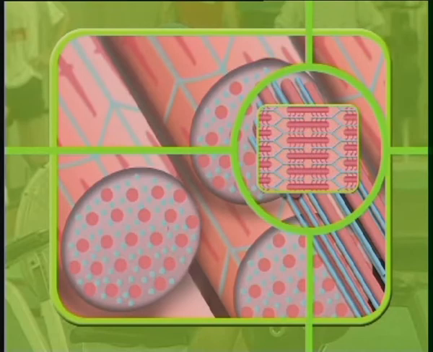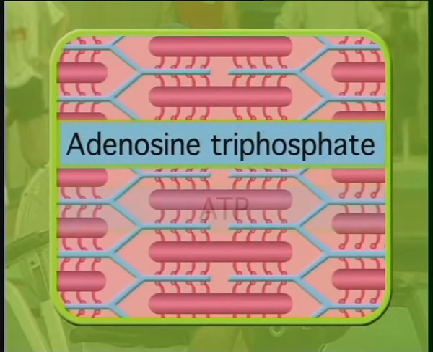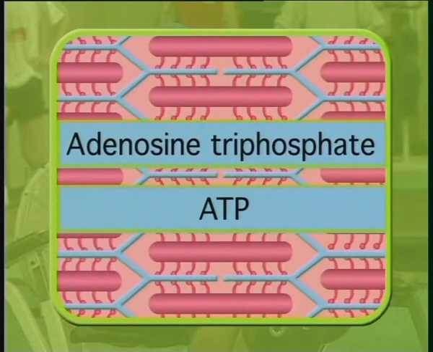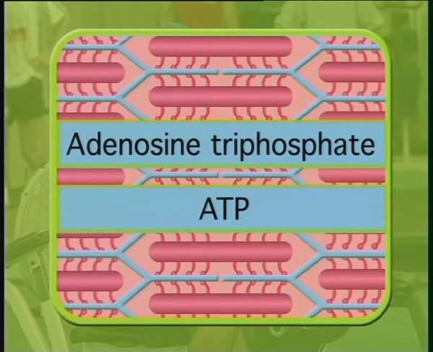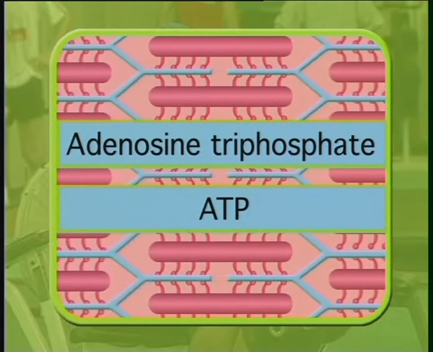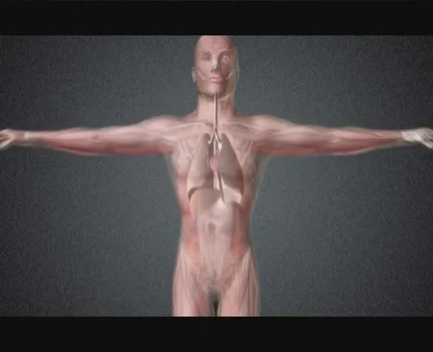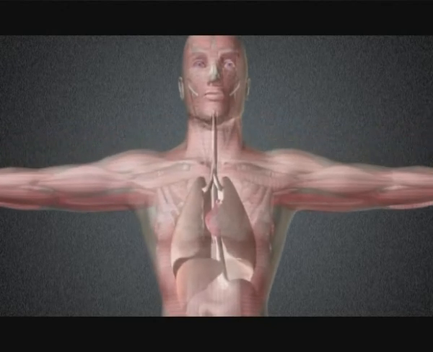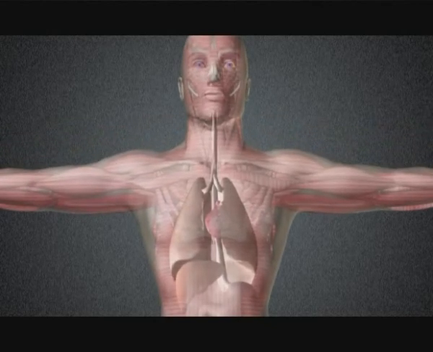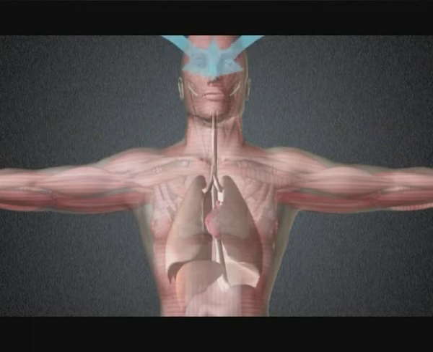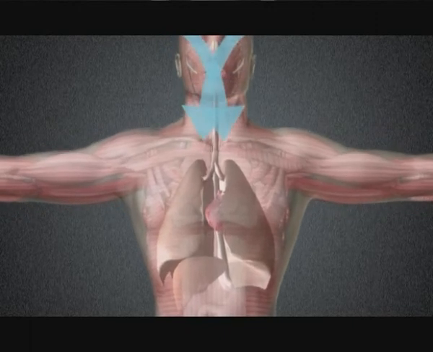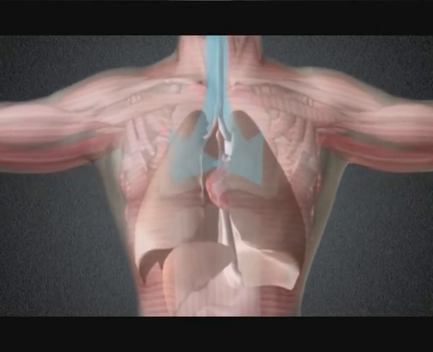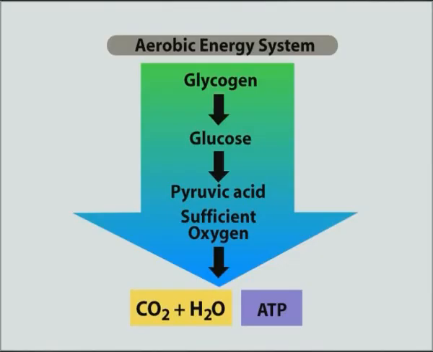The energy used by muscles in physical activity is known as ATP, which is short for the chemical compound adenosine triphosphate. One system is the aerobic energy system. Oxygen is needed for the aerobic energy system. It's carried to the muscles by the blood. The oxygen in blood helps break down glucose to produce ATP, muscular energy.